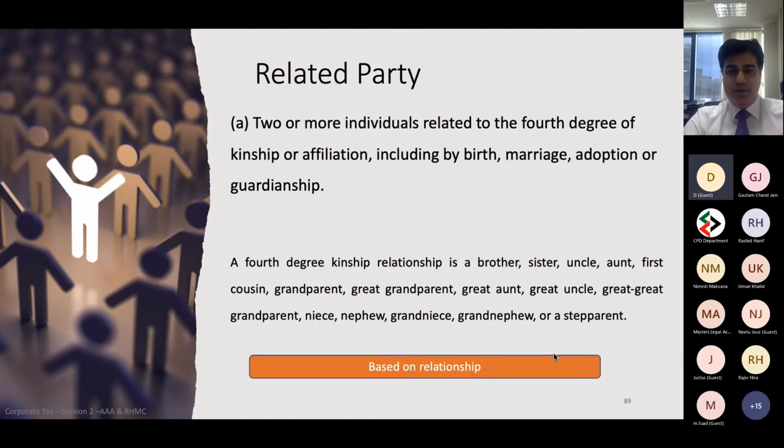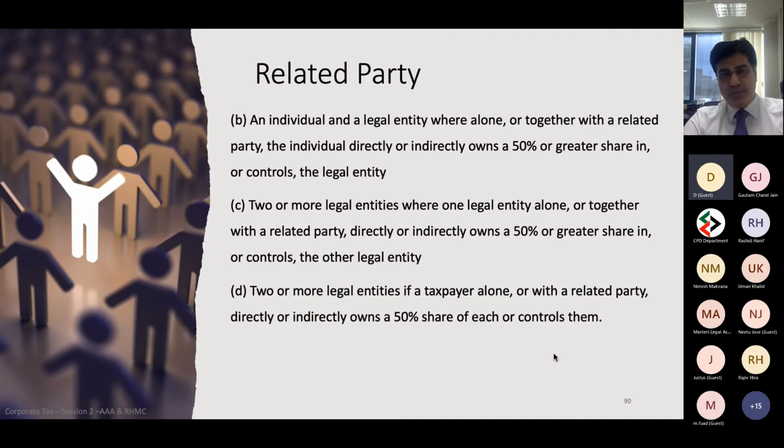So this is where related party comes into play. Now this is based on relationship. Next comes an individual and a legal entity where, alone or together with a related party, the individual directly or indirectly owns 50% or greater share or control in the legal entity. Again, it comes to related party. So if a husband and wife are holding ownership, since they are part of the 4th kin that we talked about as a related party, we need to bring that back. So for related party, you have to go back to the first definition also and see whether they individually, directly or indirectly hold 50% or greater shares or control.